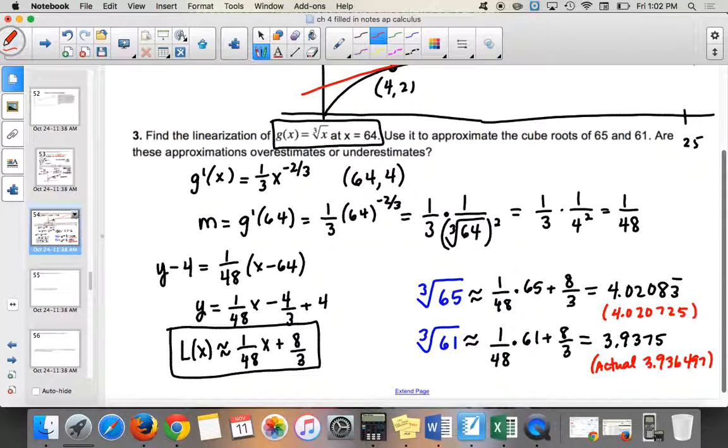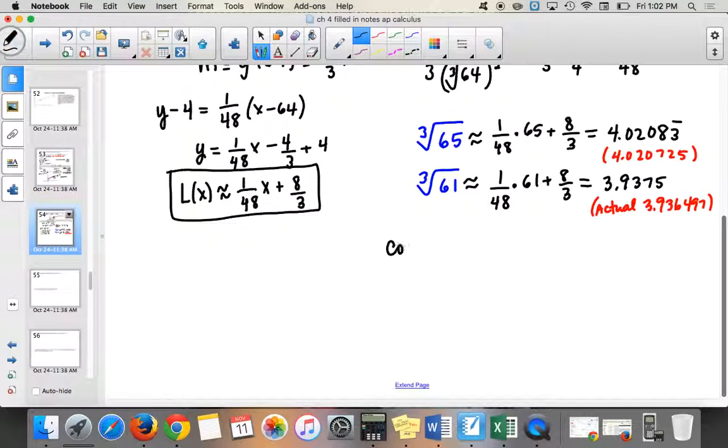Let's see if we get over. Would these be over or under? Based on the second derivative, if you take the second derivative and plug in 64, you would see that your curve is concave down. Do we know it's concave down just based on the shape of the cube root function? Do you guys all know the cube root function? So it's concave down. That means that these are both overestimates, which makes sense if you look at it. It's a little bit over for each of them.